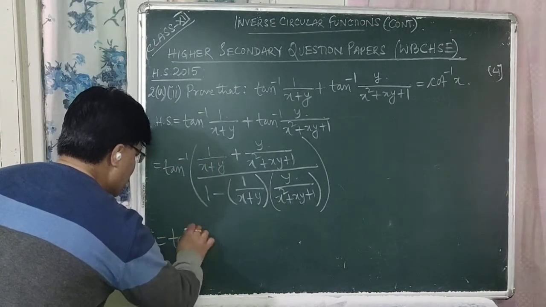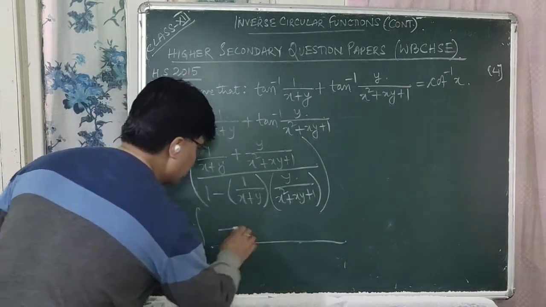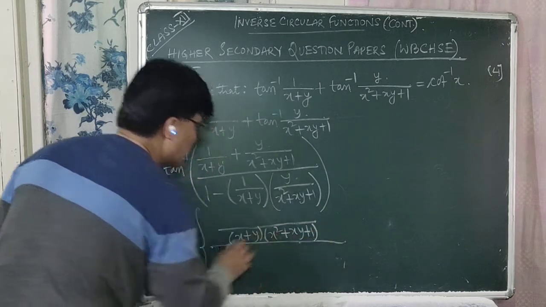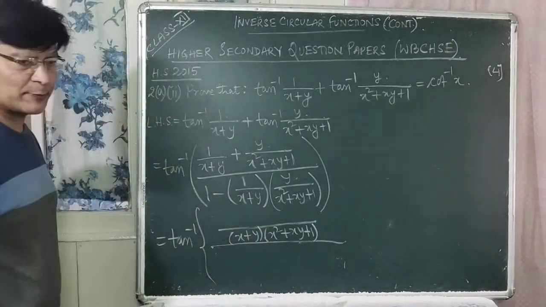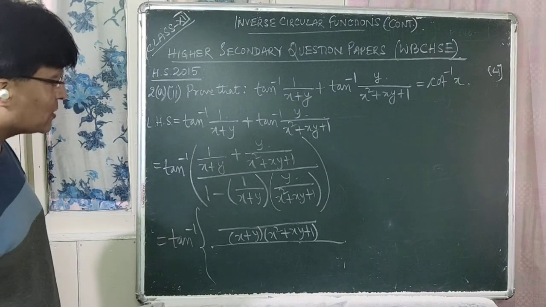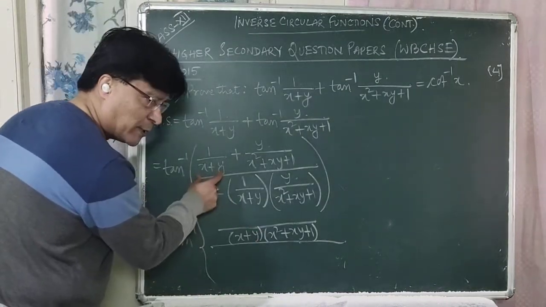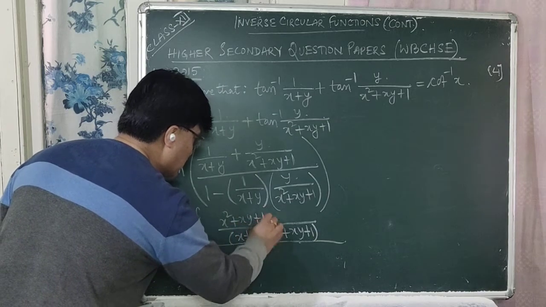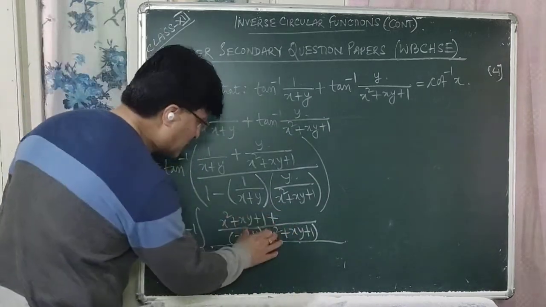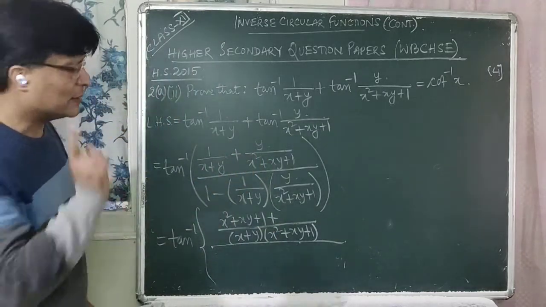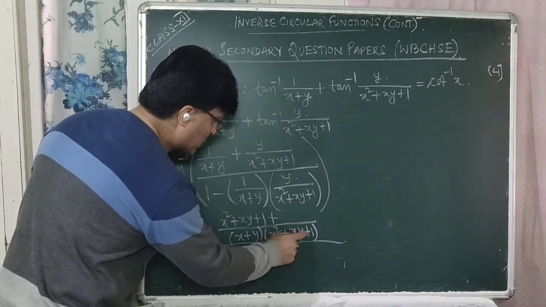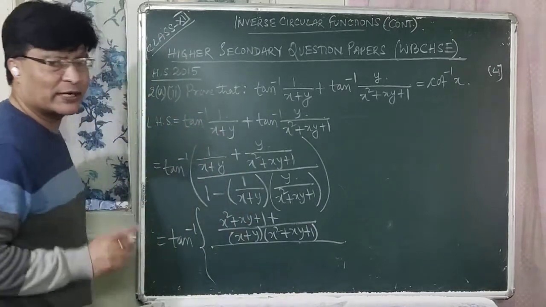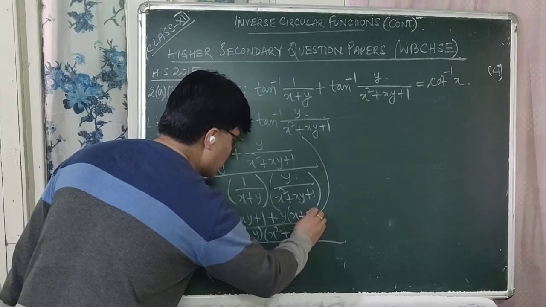So which is equal to tan inverse. What's the LCM in the numerator? It is x plus y into x square plus xy plus 1. Now this LCM is divided by x plus y, so x plus y gets cancelled. You will get x square plus xy plus 1 plus. Now again, this LCM is divided by x square plus xy plus 1. That means x square plus xy plus 1 factor will be cancelled. So what do we get? x plus y only. It is multiplied by the numerator, that is y. So that is y into x plus y.